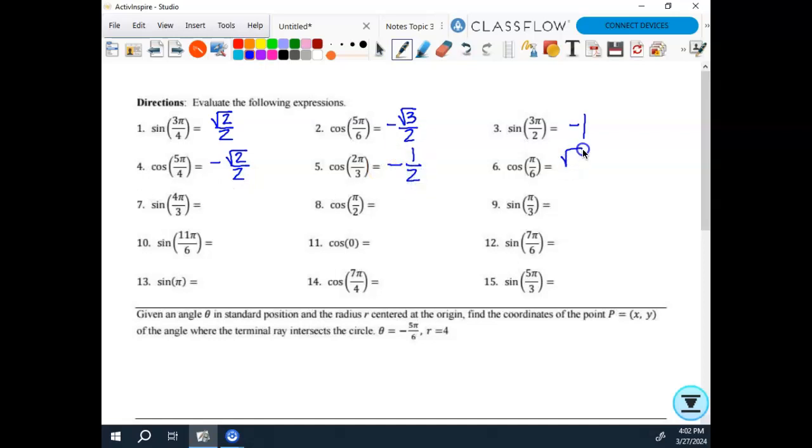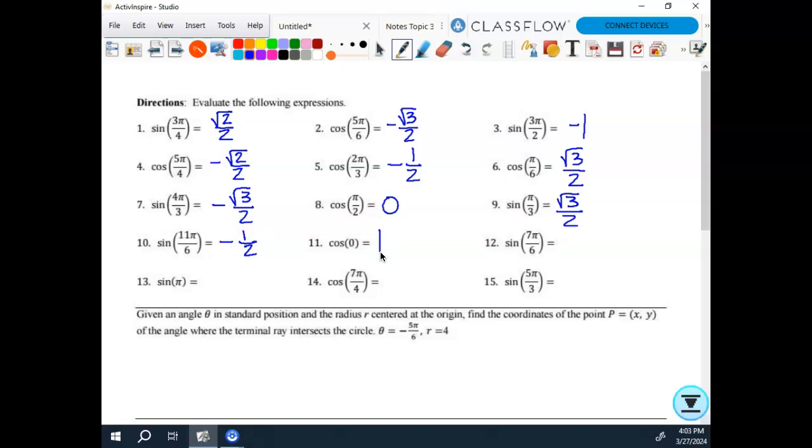Cosine of pi 6, square root of 3 over 2. 4 pi thirds, that's in the third quadrant, so that's negative, and that would be negative square root of 3 over 2. Pi halves is quadrantal, there cosine is 0. Pi thirds, sine is square root of 3 over 2. 11 pi 6, sine is negative in the fourth quadrant, so that is negative 1/2. Cosine of 0 is 1.